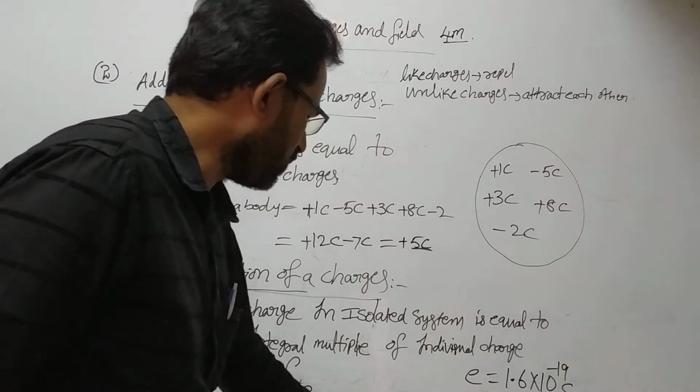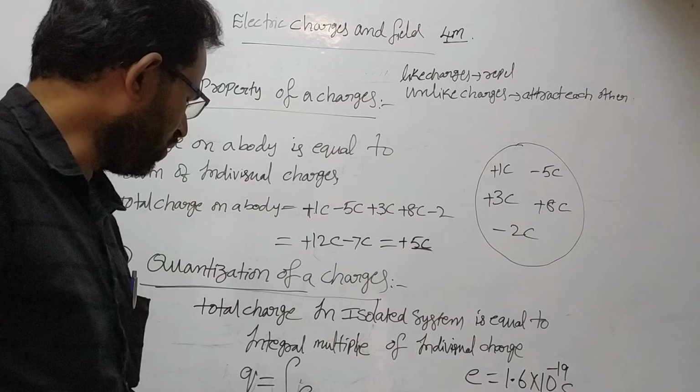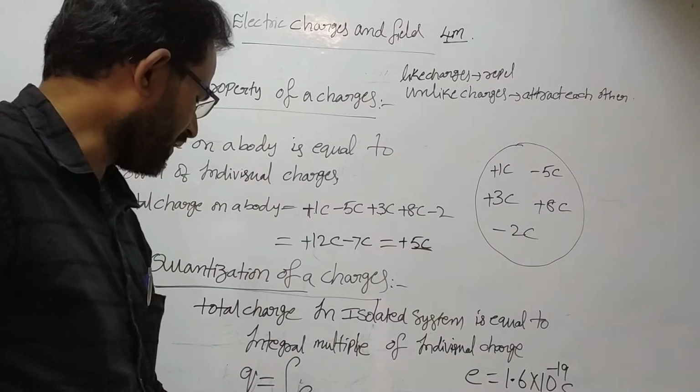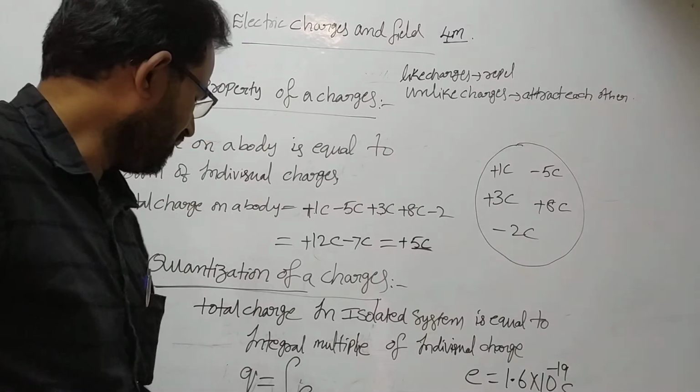N is an integer: 1, 2, 3, 4. N equal to 1 means only 1 electron. 2 means 2 electrons. 3, 4, like that. We can write.